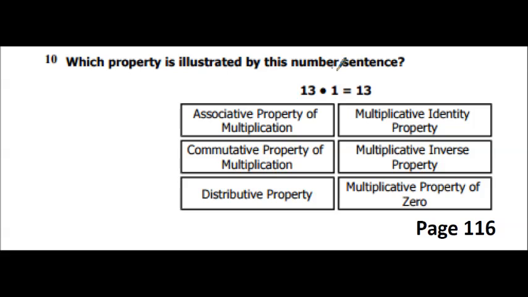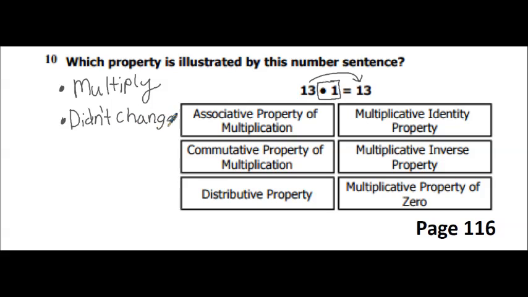Which property is illustrated by this number sentence? 13 times 1 equals 13. So when I multiply by 1 and the number doesn't change, I didn't change the identity. So first off, we are using multiplication. And second off, the identity of the number didn't change. So when it's not changing, we need to think about the identity property. So it didn't change identities when I multiplied.